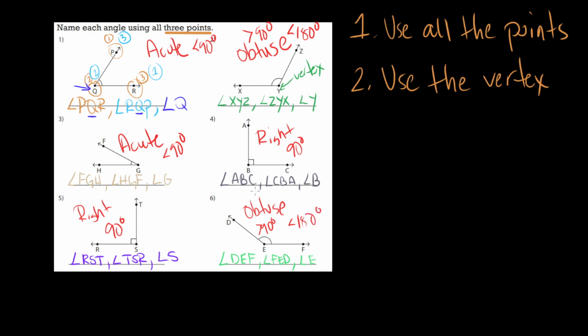So I hope that helped you with understanding how to name angles. A couple things to remember as you do it. Use 3 letters. Make sure those letters are capitalized. If you're going to use 3 letters, your vertex is always your middle letter, or just use the vertex to name the angle.